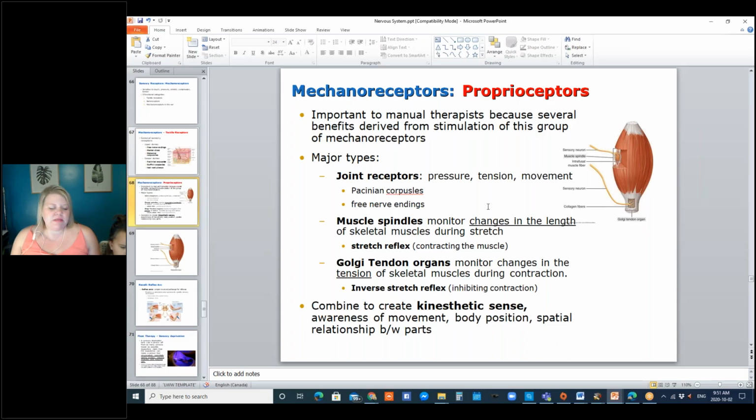Proprioceptors are of significance for manual therapists because stimulating this group of mechanoreceptors can have a therapeutic effect. The major types are joint receptors, muscle spindles, and Golgi tendon organs. We talked about these when we were talking about the muscle skeletal section of your unit last term. So we'll just revisit them real quickly. Joint receptors, of course, are found embedded in the joints, and they're picking up pressure, tension, and movement. Here we have our Pacinian corpuscles again and our free nerve endings.